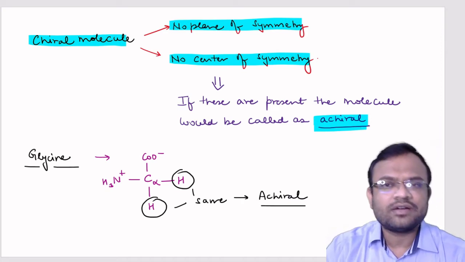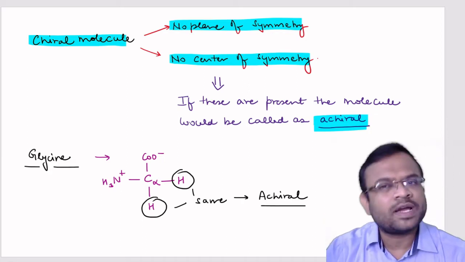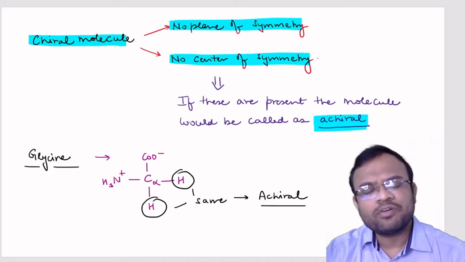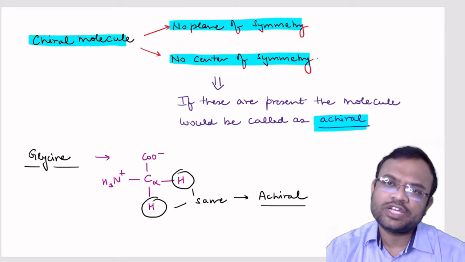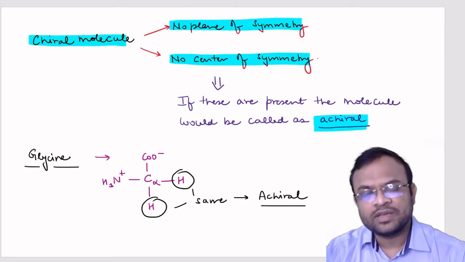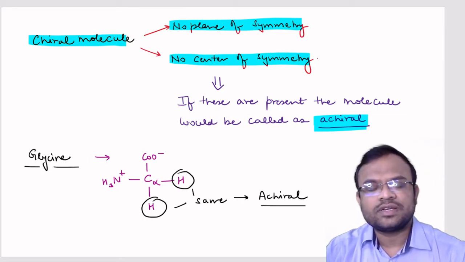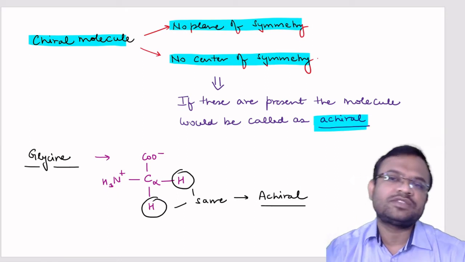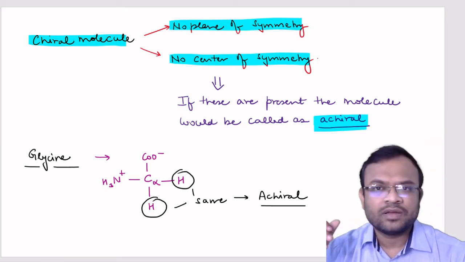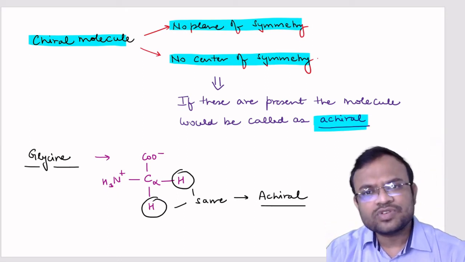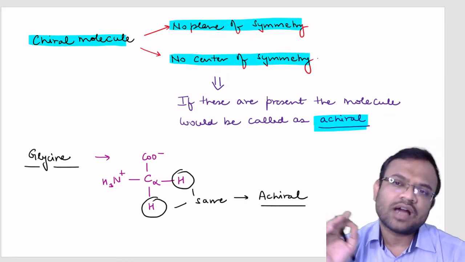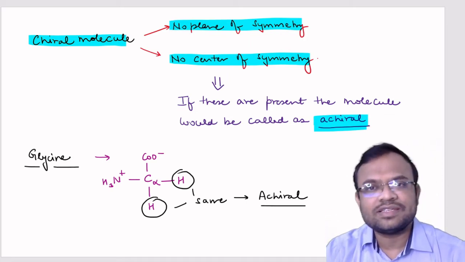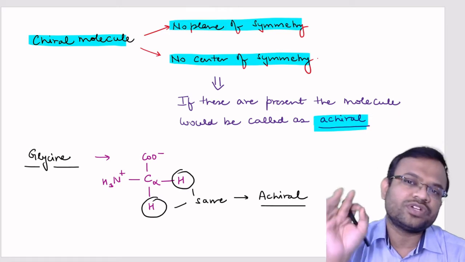Now let me come back to the concept of amino acids. In case of amino acids, you would know that there are 22 standard amino acids, and among those, the simplest is glycine. Why is glycine the simplest? Because the R group present in glycine is a hydrogen.